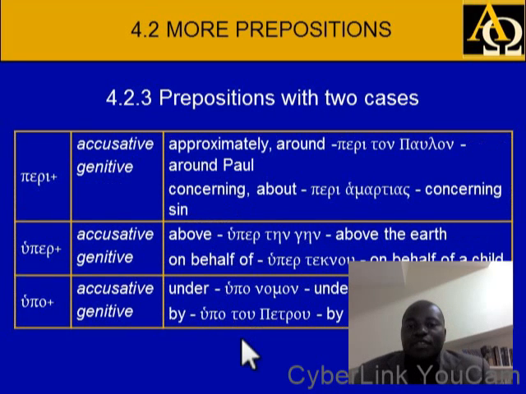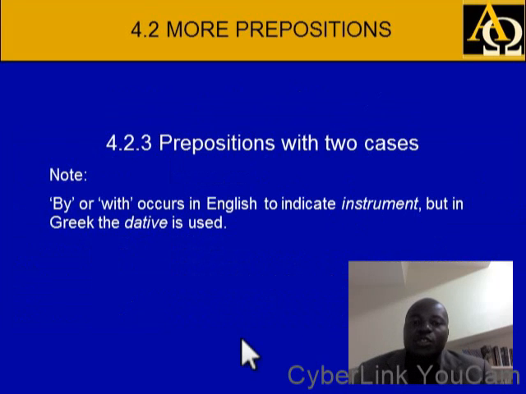Peri plus accusative, approximately around. Peri plus genitive, concerning, about. Hyper plus accusative is above. Hyper plus genitive is on behalf of. Hypo plus accusative is under. Hypo plus genitive is by. So prepositions in two cases. By or with occurs in English to indicate instrument, but in Greek the dative is used.